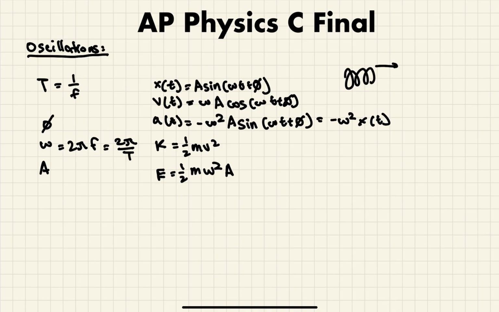Now, there's a few interesting relationships between these because of the sine, cosine, and all that. For example, if position is at a minimum, that means velocity would be at a maximum because of that sine, cosine, but that means acceleration would be minimum as well.